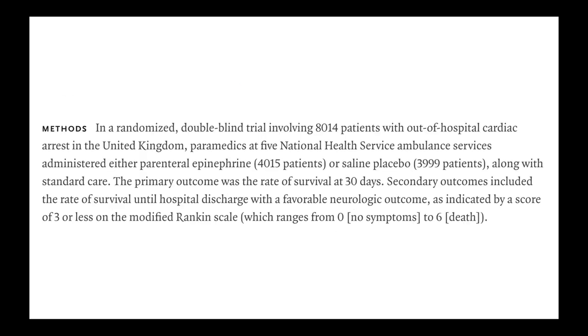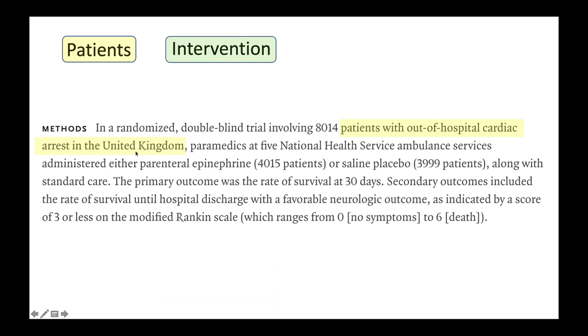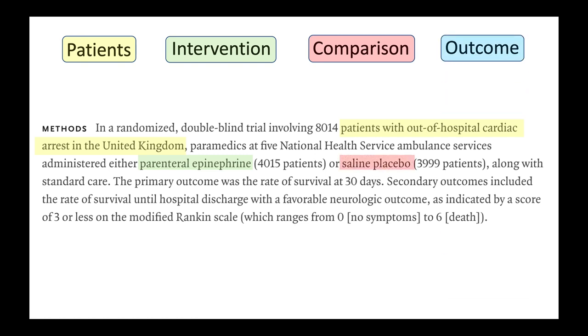So let's take a look at the methods in this study. How about the patients? The patients in this study were patients with out-of-hospital cardiac arrest in the United Kingdom. Again, epinephrine is on the guidelines in the continental United States for ACLS or advanced cardiac life support, so it'd be relatively difficult, if not unethical, for researchers to randomize a patient to get nothing compared to a drug that's on the guideline, which is why these patients were in the United Kingdom. Intervention, in this case, parenteral epinephrine. How about the comparison or the comparator, saline placebo, and the outcome.